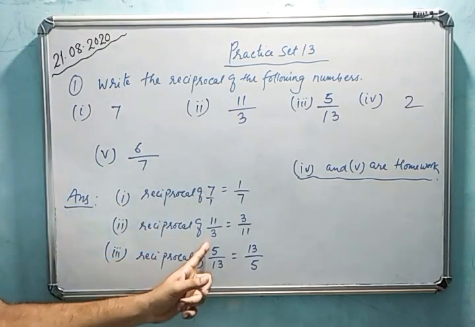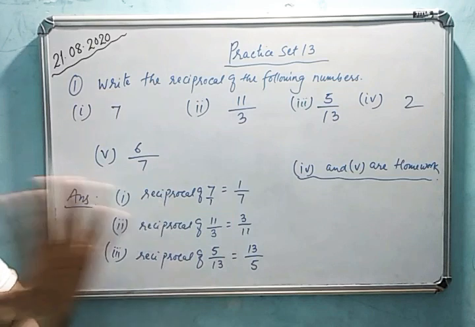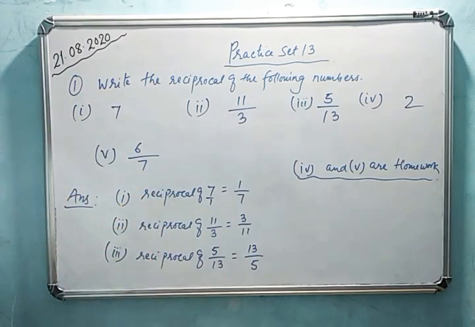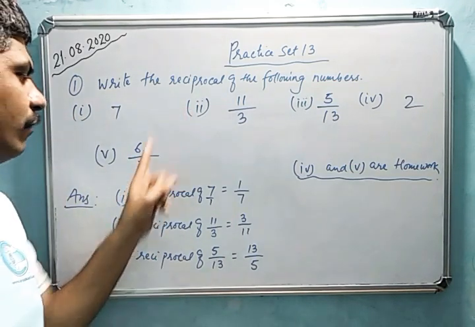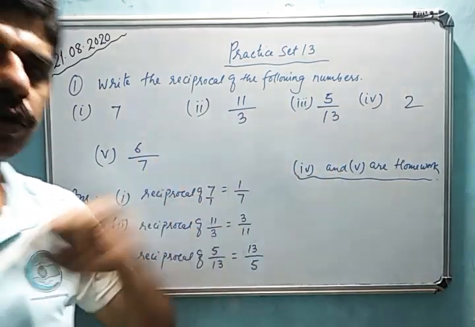Okay. Product of these two numbers is 1. We have done already in the previous part, right? So I have given 4th and 5th one as homework to you. Please note it.